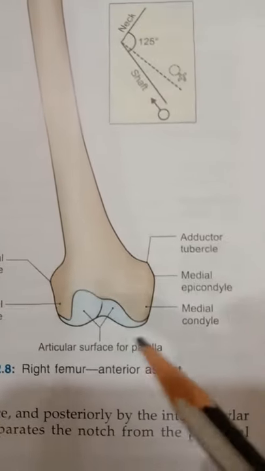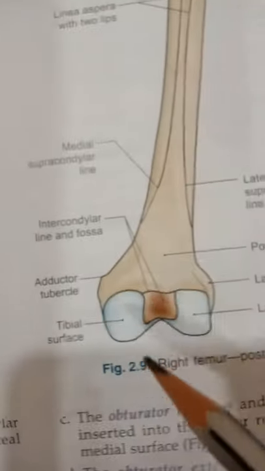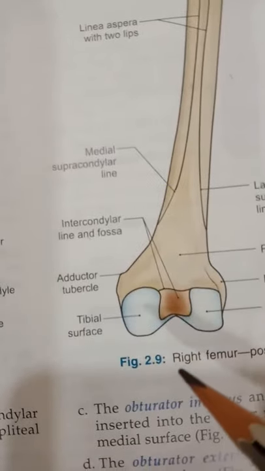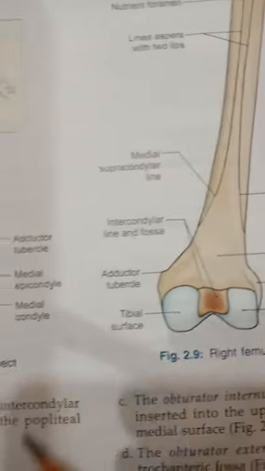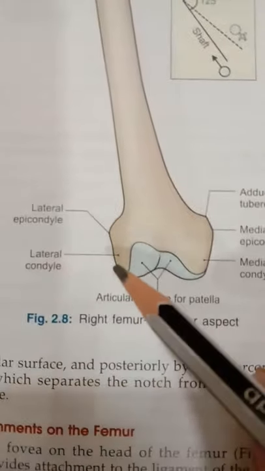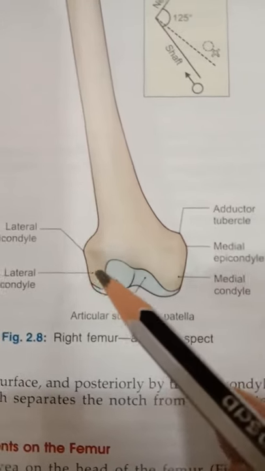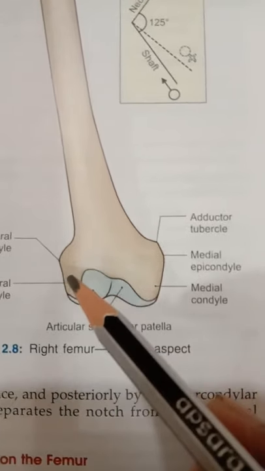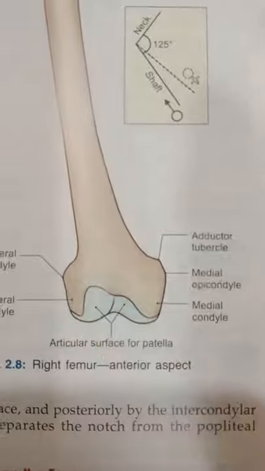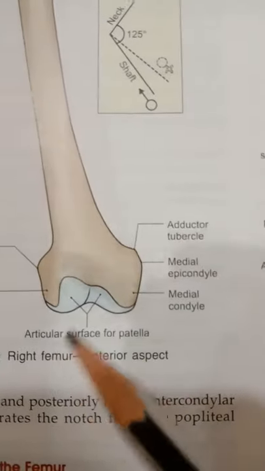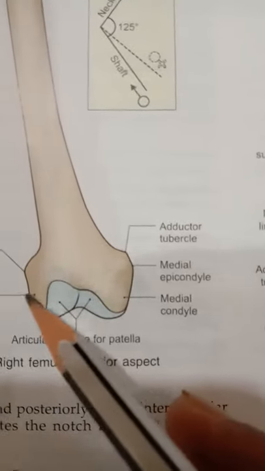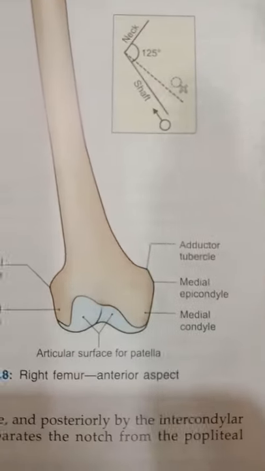Then the popliteal groove, which lies just below the epicondyle. This area has a deeper anterior part and a shallower posterior part. The muscular impression is present posterior and superior to the epicondyle.